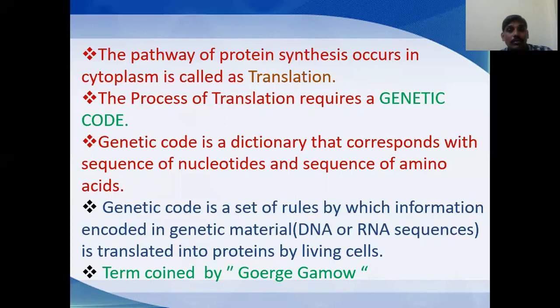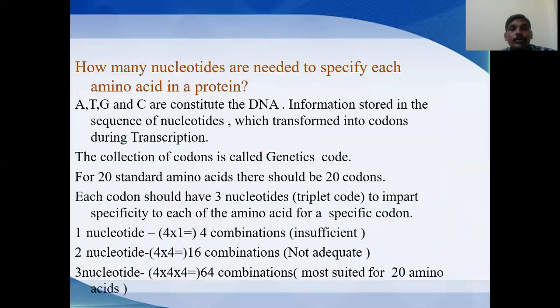That is, the information is already loaded in the DNA molecule. That information is passed to the protein molecule with accuracy, with correct information, through the mRNA molecule. How many nucleotides are needed to specify each amino acid in a protein molecule? The DNA molecule is made up of two polynucleotide chains. In the DNA molecule, we have seen only 4 kinds of letters, that is A, T, G, and C. So these 4 letters A, T, G, C constitute the DNA.